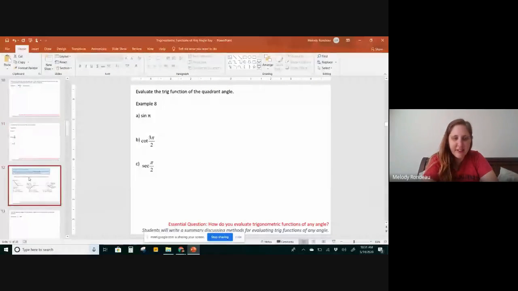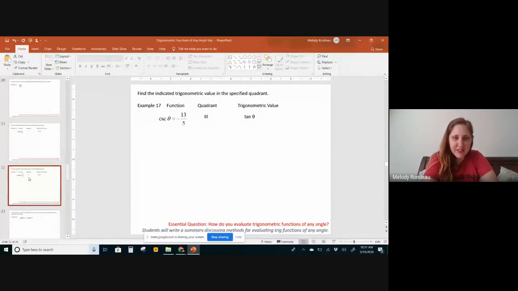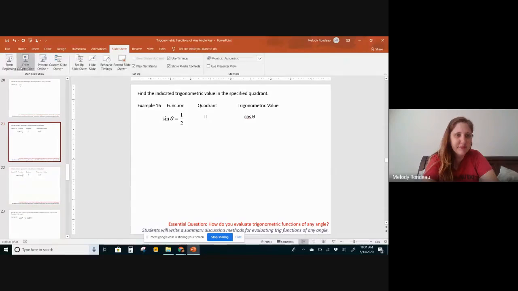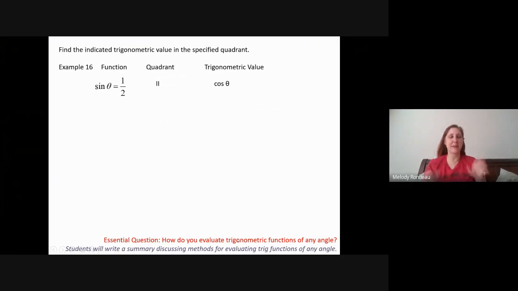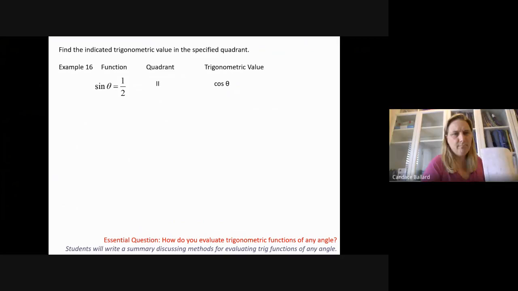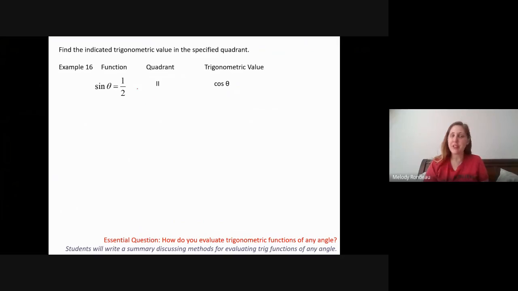All right, so I think we're now on example 8. We were on 16. Okay. Yes, we are on 16. All right. Fantastic. So picking it up at 16, find the indicated trigonometric value in the specified quadrant. They tell us where we're at, they tell us what our function is, and they want us to find the cosine. This you could do a couple of different ways. You could do this one with the unit circle if you were super savvy.